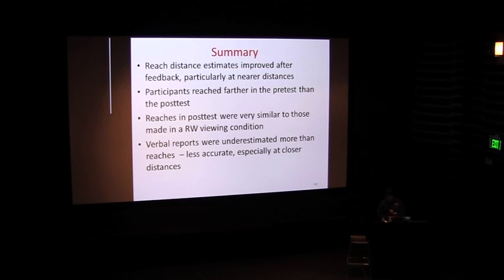In summary, we find that reach distance estimates improved after feedback, particularly at nearer distances, and participants reached further in the pretest as compared to the post-test. So there seems to be some correction in depth estimation. Reaches in the post-test were very similar to those made in the real-world condition. So if we think of the real-world condition as one alternative gold standard, then the calibration exercises may have affected it such that your perceptual responses are now closer to the real world. And verbal reports all show underestimation more than reaches and are less accurate, especially at closer distances.